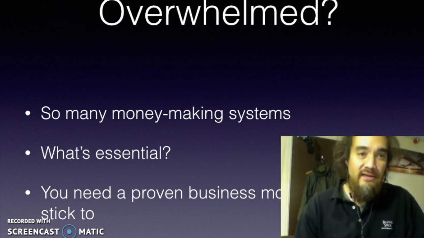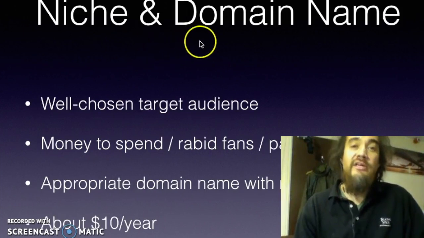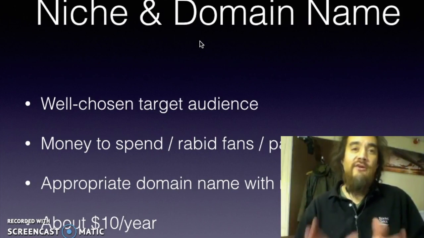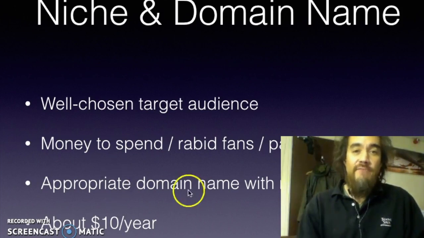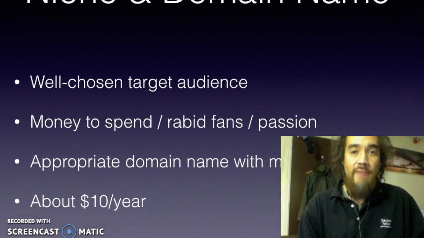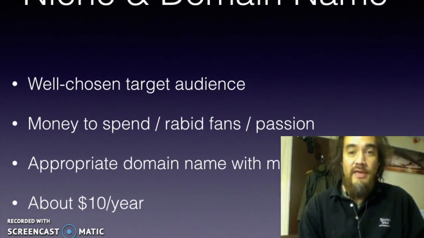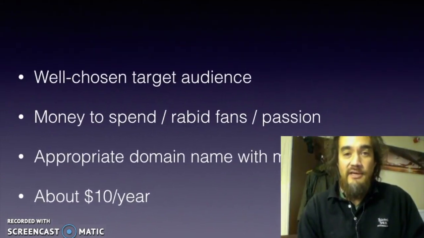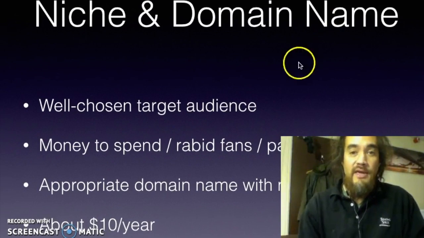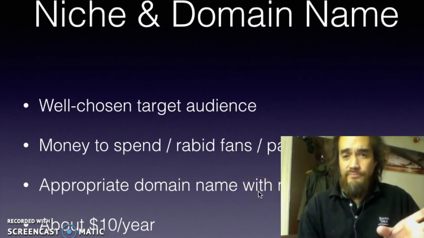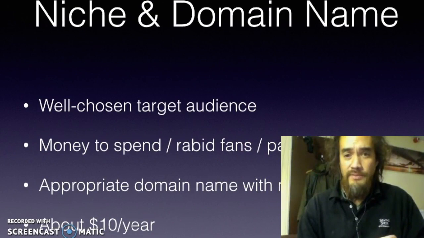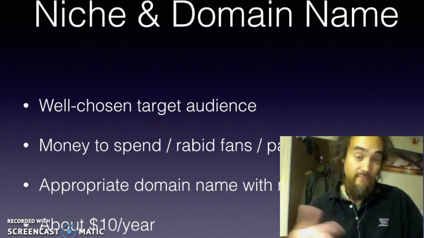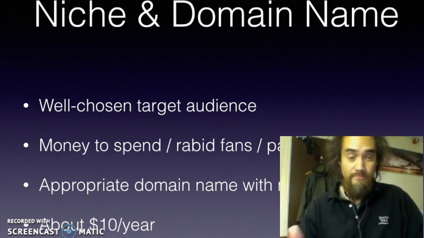And these are going to be things like, go to the first one here, a niche and domain name. Who are you selling to? Do you have a good audience of people who have money and they're rabid fans who are passionate about their topic? And related to that, do you have an appropriate domain name for that, registered in your name, that has its keyword in the domain name? That's for SEO purposes, for the search engines to be able to find, and for other people to be able to find you as well.